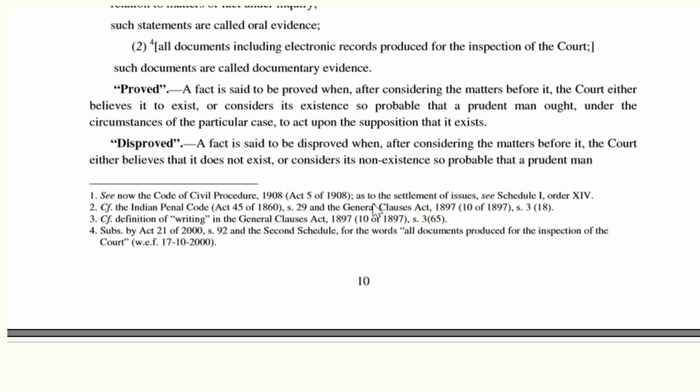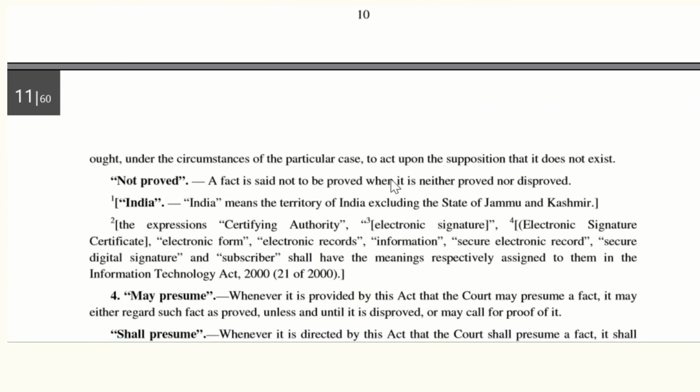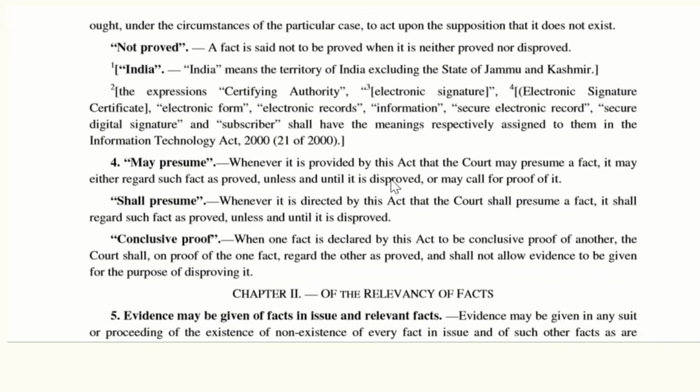So the existence is improbable from the perspective of a normal prudent man. So that is considered to be disproved. So the next one is not proved. What do they mean by not proved? A fact is said not to be proved when it is neither proved nor disproved.